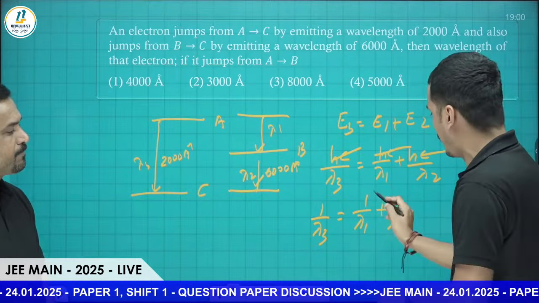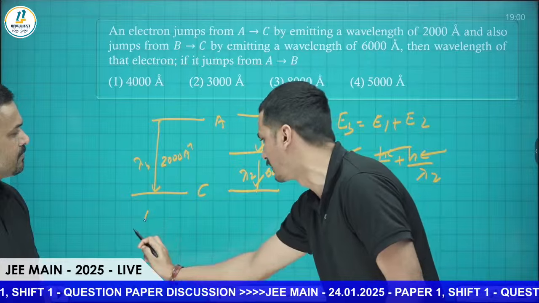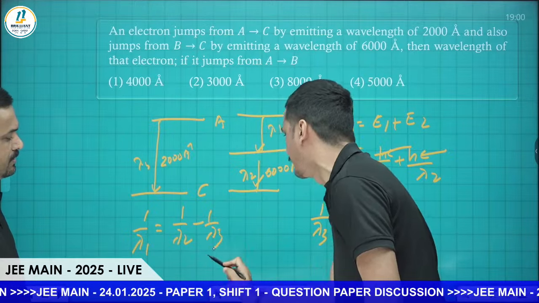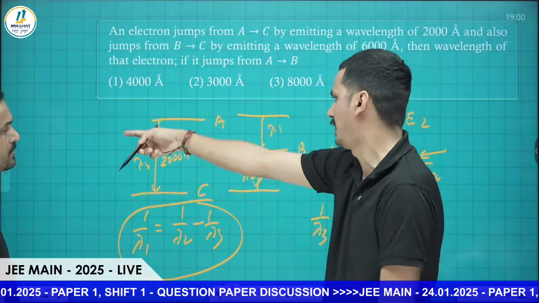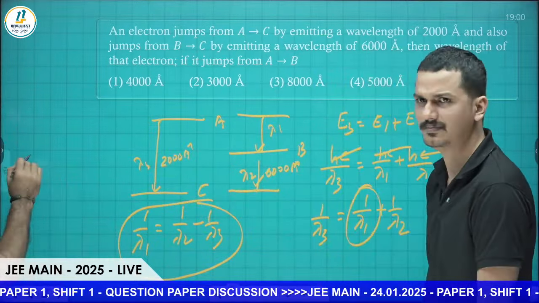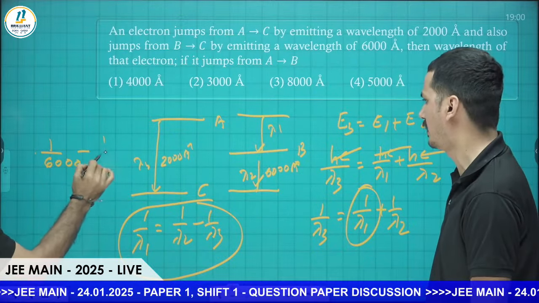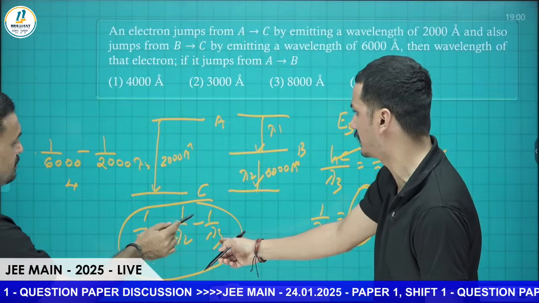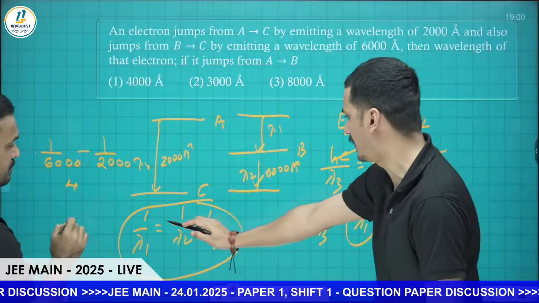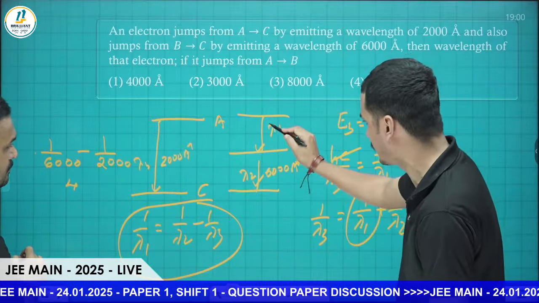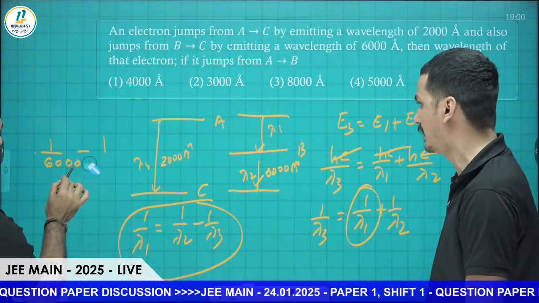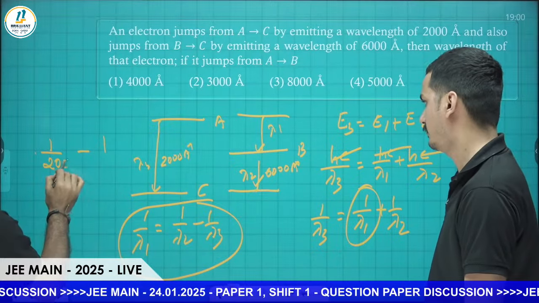Now we have to find lambda 1. So 1 by lambda 1 is equal to 1 by lambda 3 minus 1 by lambda 2. Now simply the substitution. Lambda 3 is 2000 and lambda 2 is 6000. So 1 by lambda 1 is equal to 1 by 2000 minus 1 by 6000.